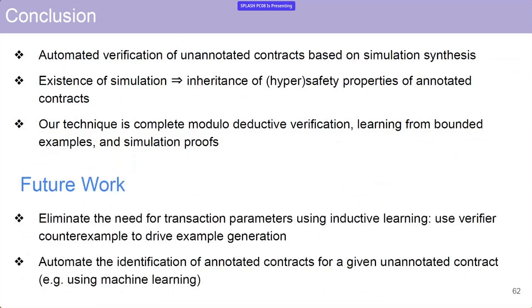As future work, we plan to eliminate the need for the transaction parameter by using inductive learning, so that we can learn from the verifier counterexamples, if we were not able to find the simulation, meaning the separator is indeed not a valid simulation relation. Also, we can automate the identification of the relationship between annotated contracts for a given annotated contract, maybe using some machine learning classifier. Another extension is that we can also use some loop mechanism to help the verifier discharge the pre and post conditions.